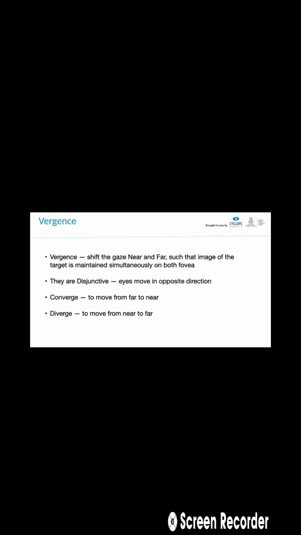To move from a far to near target, the eyes converge. That is, they rotate towards the nose. To aim at a target farther away, the eyes diverge. That is, they rotate towards the temples.